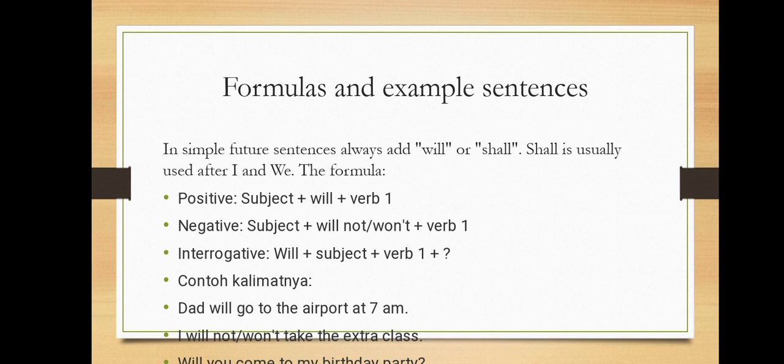Contoh kalimat: They will go to the airport at 7 a.m. I will not, or won't, take the extra class. Will you come to my birthday party?